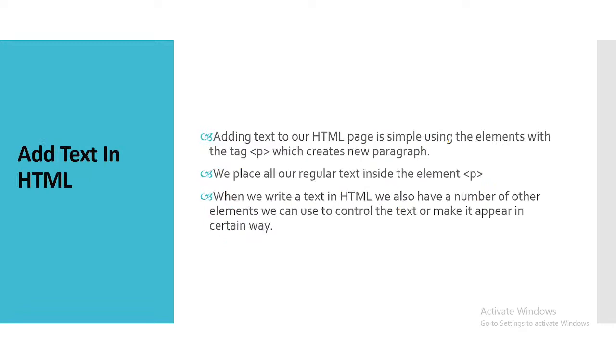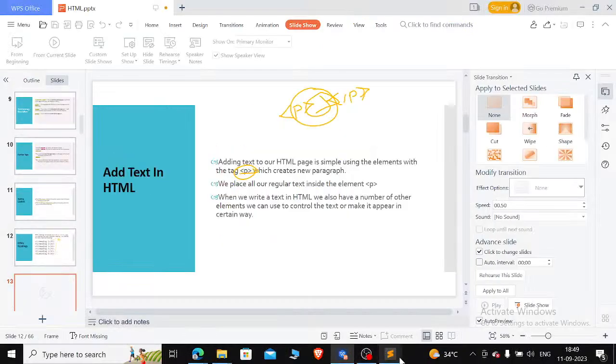So then, adding text into the HTML page. By using the paragraph tag, see here, the paragraph tag goes like this, and it ends like this. Within this we mention whatever sentence we want displayed in our website; it is enclosed within this paragraph tag. Okay, I'll show you practically.